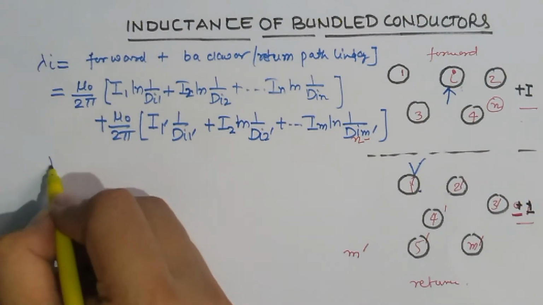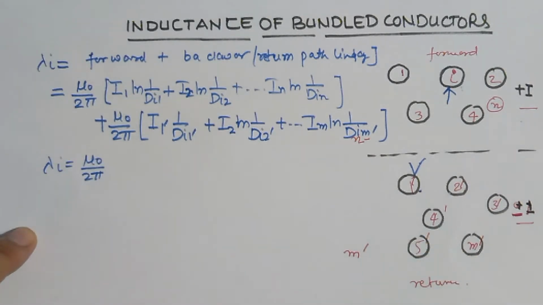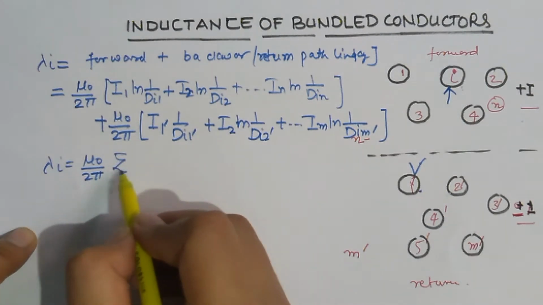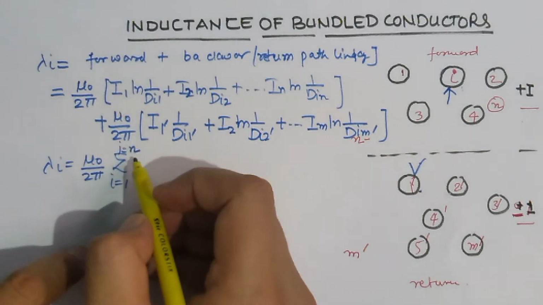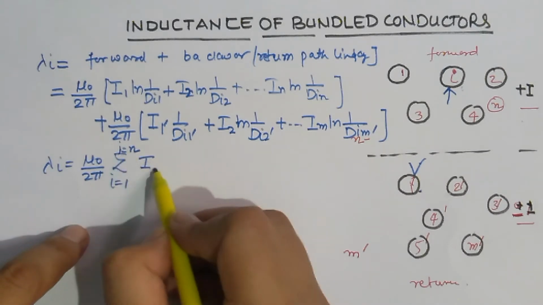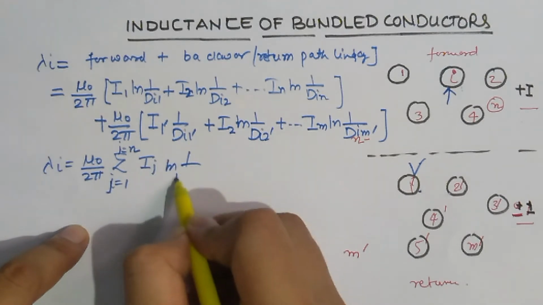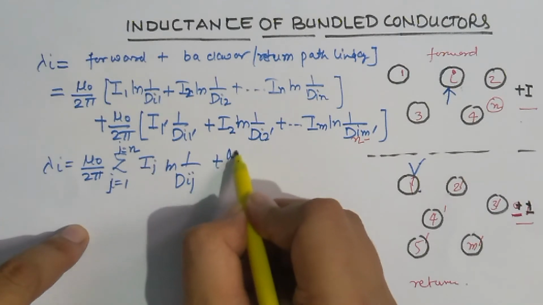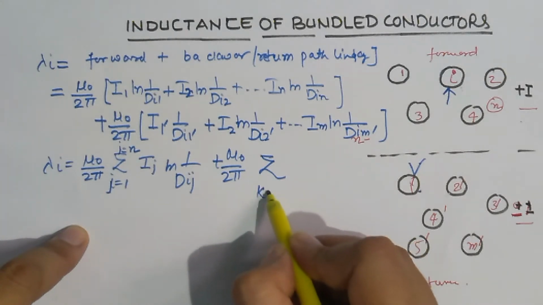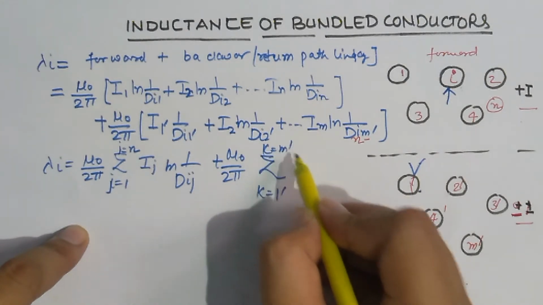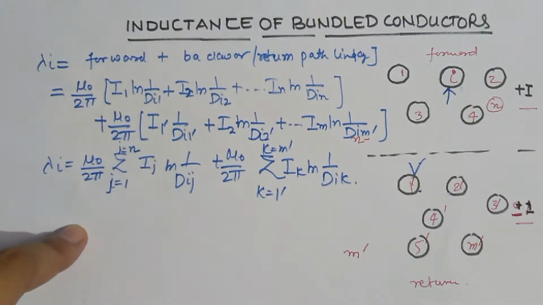Now in short we can write lambda i is equal to mu naught upon 2 pi, sigma j equals 1 to j equals n, I_j log 1 upon d_ij, plus mu naught upon 2 pi, sigma k equals 1 to m dash, I_k log 1 upon d_ik. So in this way we can write this expression.